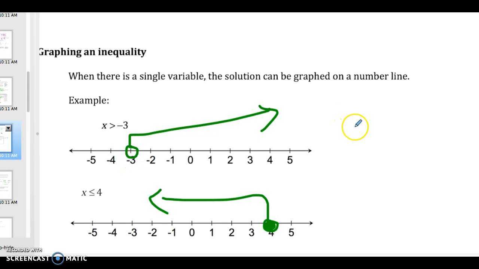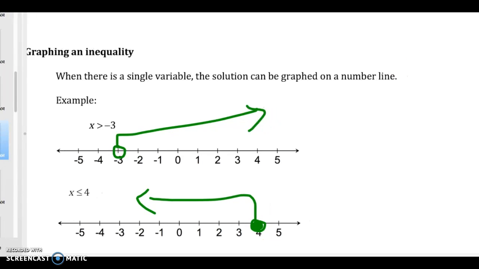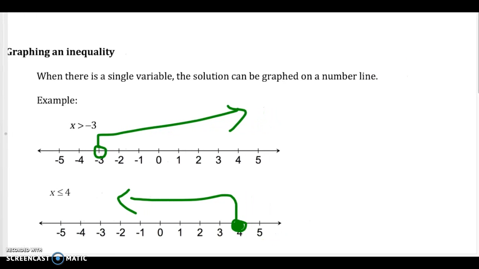That is to the right, so we move our arrow to the right. Now notice I didn't fill in the circle. In the next inequality, I have x is less than or equal to 4. So in this case, I'm looking for the number 4, just like we had at the beginning of this video, the conversation about I can include the 4. So I definitely want to make sure that I fill that in.